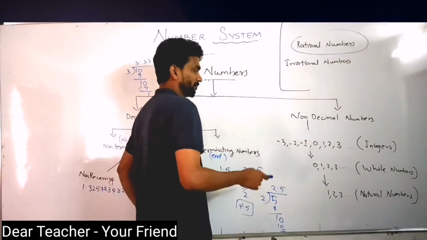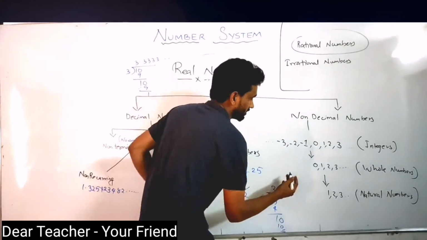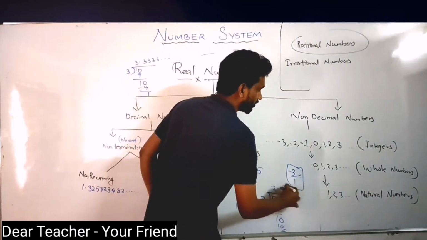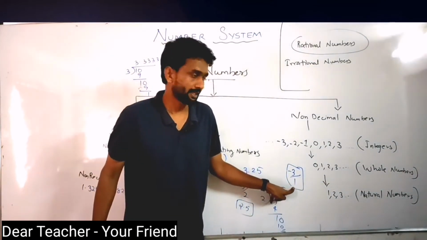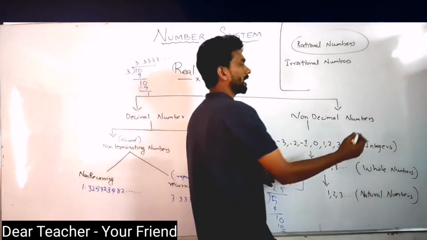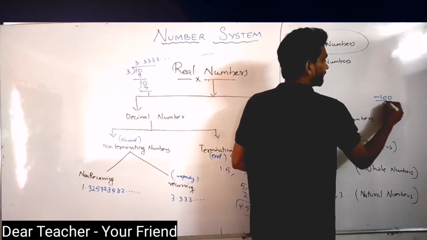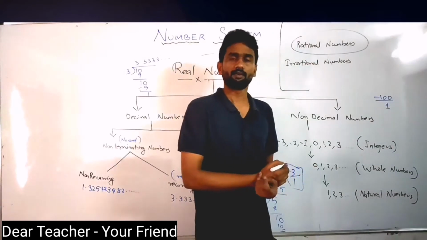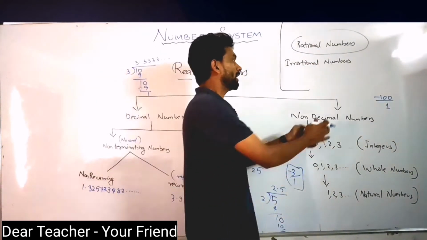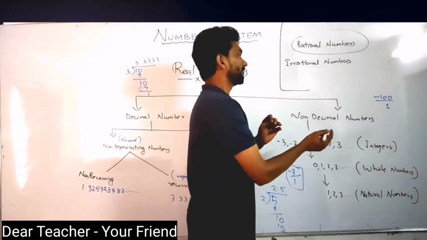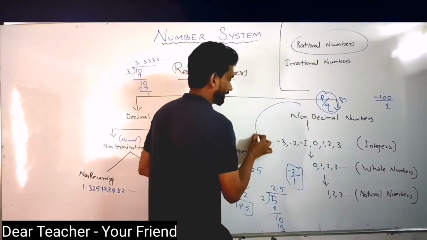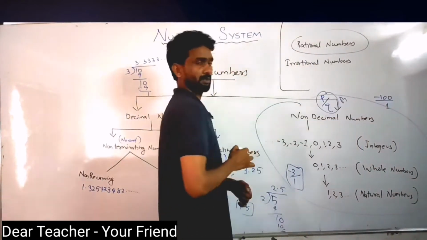Why? We know -3. Take the -3 and we can write as -3 divided by 1. -3 by 1. It is P by Q form. Yes. And you take any other integer. If you take -100, this we can rewrite as -100 by 1. So it is a rational number. So these are all the non-decimal numbers we can write in the form of P by Q. So it is rational numbers. Is it clear? These all are rational numbers.